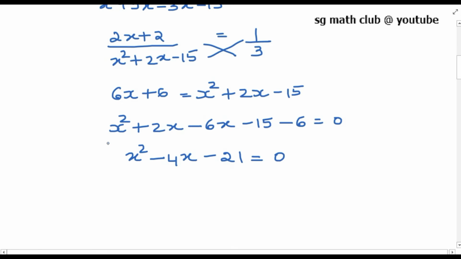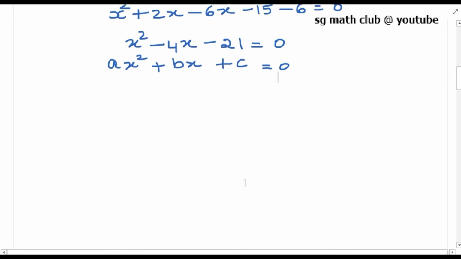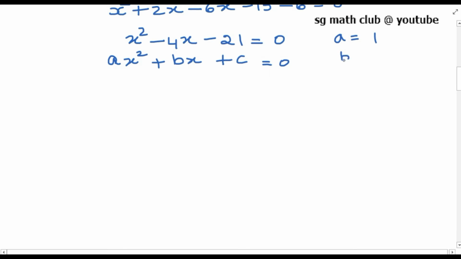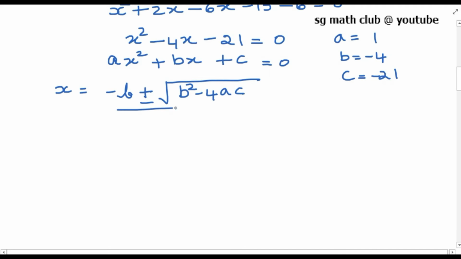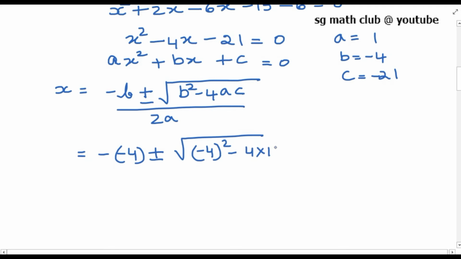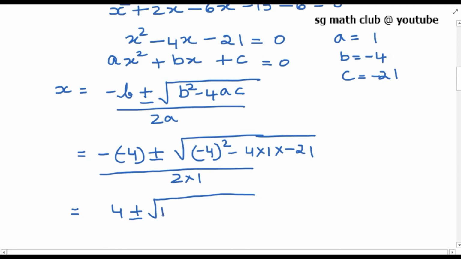Now we can solve this using the formula method. So this is in the standard form ax square plus bx plus c equal to 0, where a is 1, b is minus 4 and c is minus 21. So we can write the formula. x is equal to minus b plus or minus square root of b square minus 4ac divided by 2a, which is equal to minus of minus 4 plus or minus square root of minus 4 the whole square minus 4 into 1 into minus 21, divided by 2 into 1.